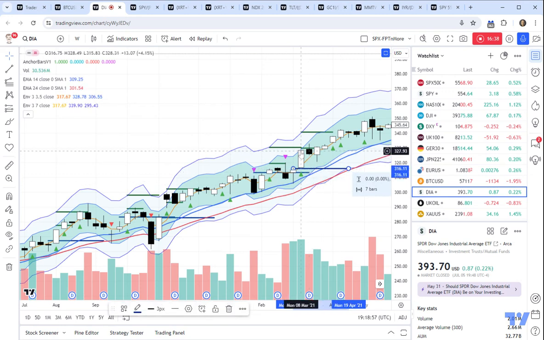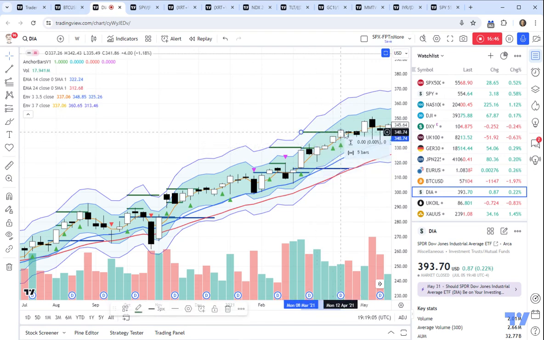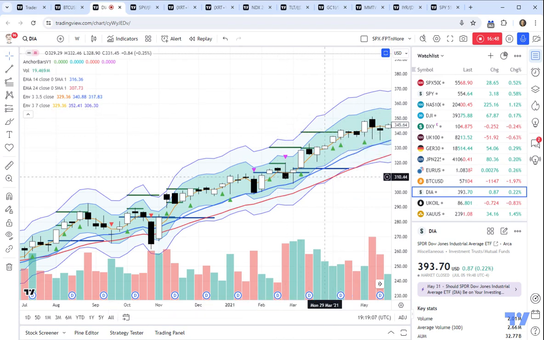We come up here, quickly hit our 3% target. We get a little roll around here. We eventually roll up and hit our 7% target right there. And again, another quick little winner.